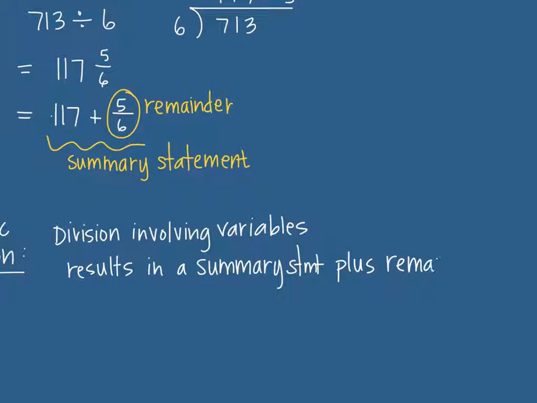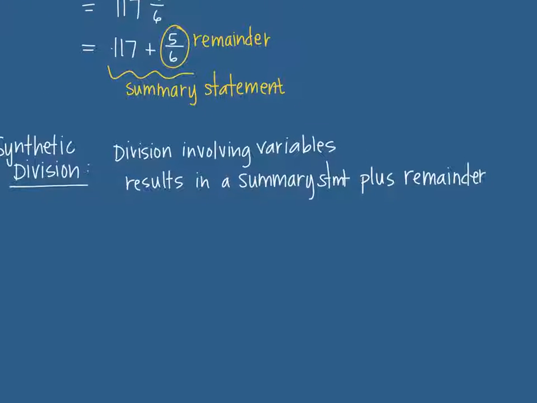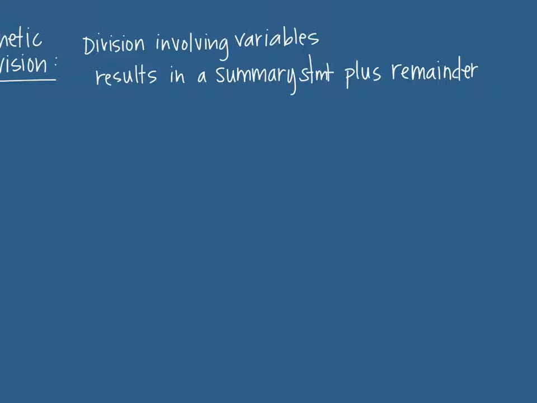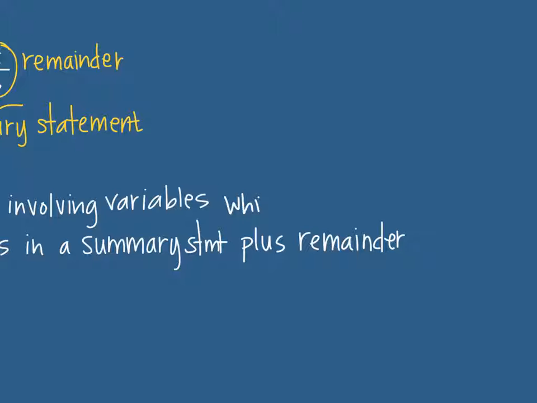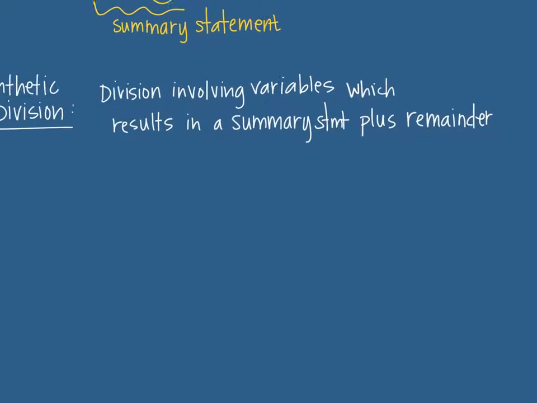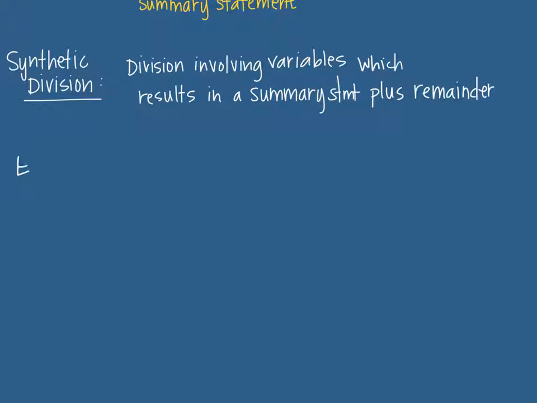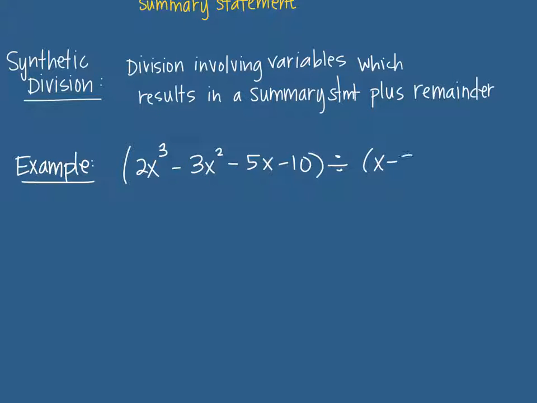So let me show you how that works. And I know you've seen this before, but you probably haven't thought about it in a little over a year. Okay, division involving the variables, which results in a summary statement plus a remainder. All right, here's your first question. The variables of the problem: 2x cubed minus 3x squared minus 5x minus 10 divided by x minus 3.